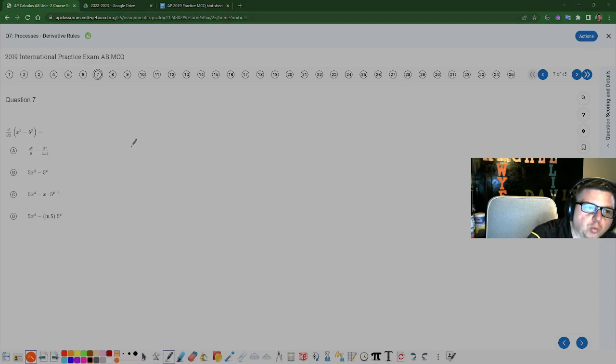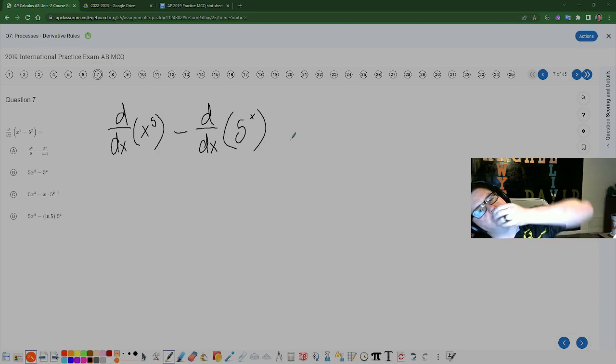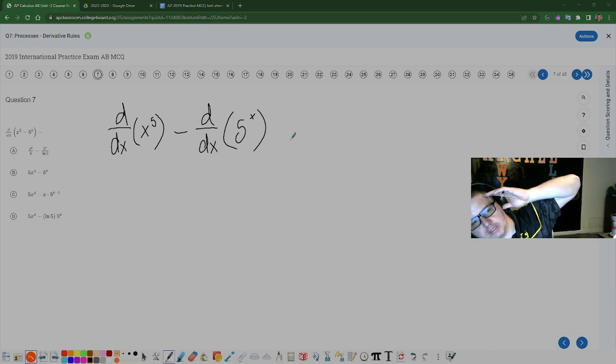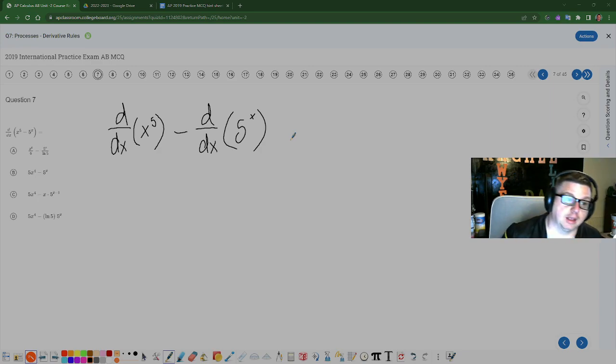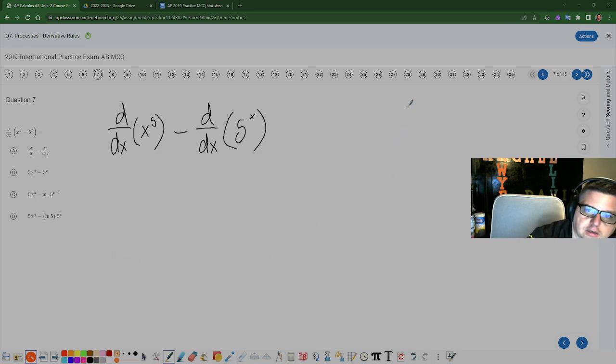Because what we really want to do is take the derivative with respect to x of x to the 5th, and we're going to subtract and take the derivative with respect to x of 5 to the x power. And we can break it up into pieces because there's pluses and minuses between them. So I really wanted to focus on being able to break that up. But I also wanted to take a second to talk about this, because this is where it kind of stems from.